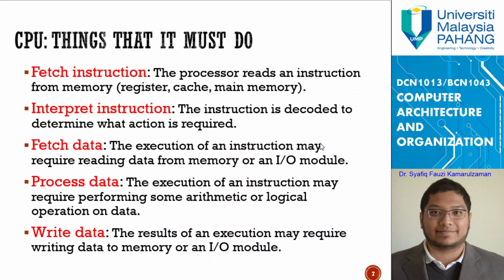Process data is you cook the ingredients that you have. And finally, write data is when your cooking is ready, you want to serve it or store it inside your refrigerator or anything you need to do. So this is where you turn into write data. So fetch instruction is get the recipe book. Interpret instruction is read the recipe book, analyze what you need and what you have to do. Fetch data is get the ingredients. Process data is cooking. Write data is serve your dishes. Okay, so this is an easy way for you to understand what the CPU is doing inside your PC.